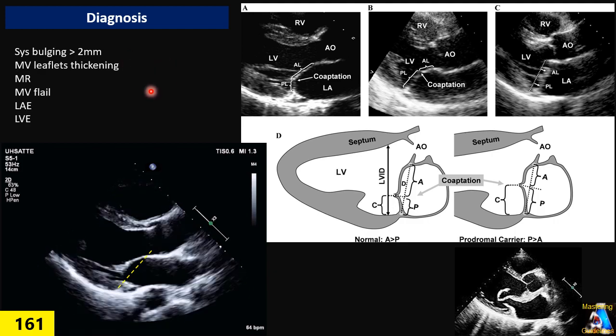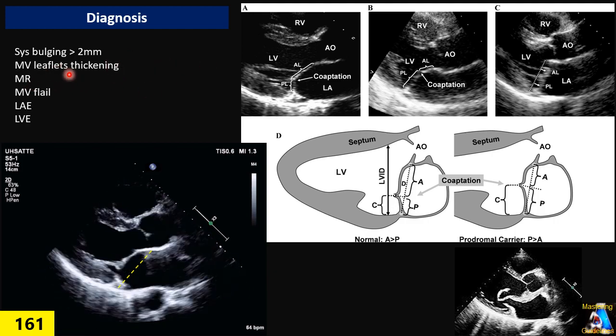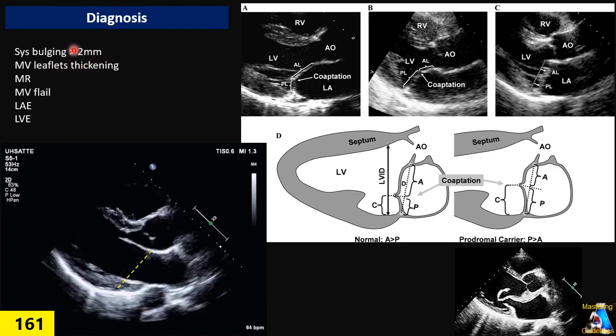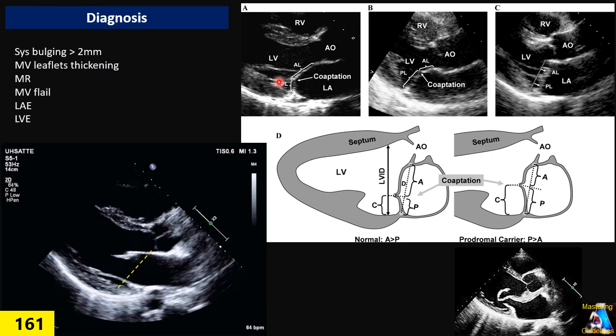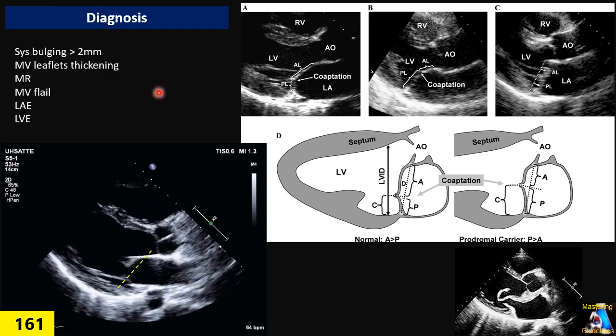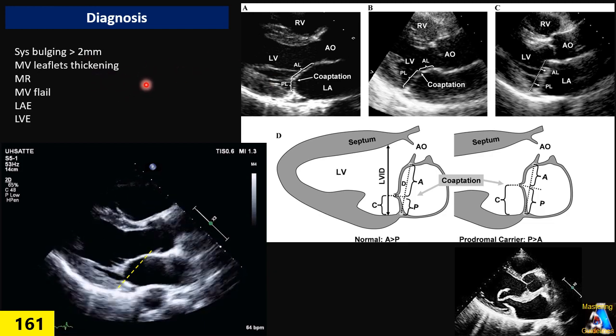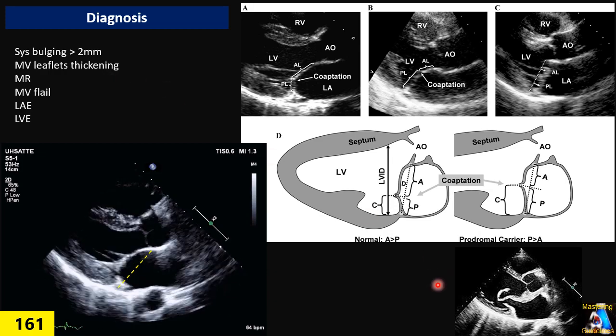mitral valve leaflet. And the consequences of the mitral regurgitation, we can see, like left atrial enlargement, left ventricular enlargement, and so on.